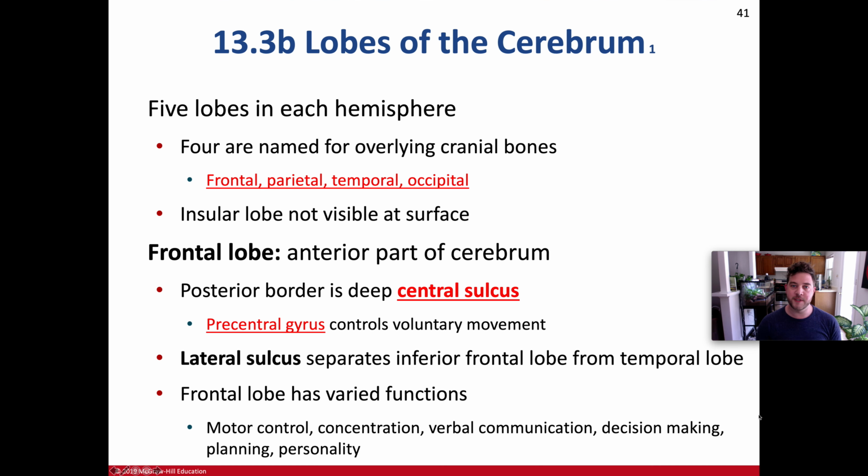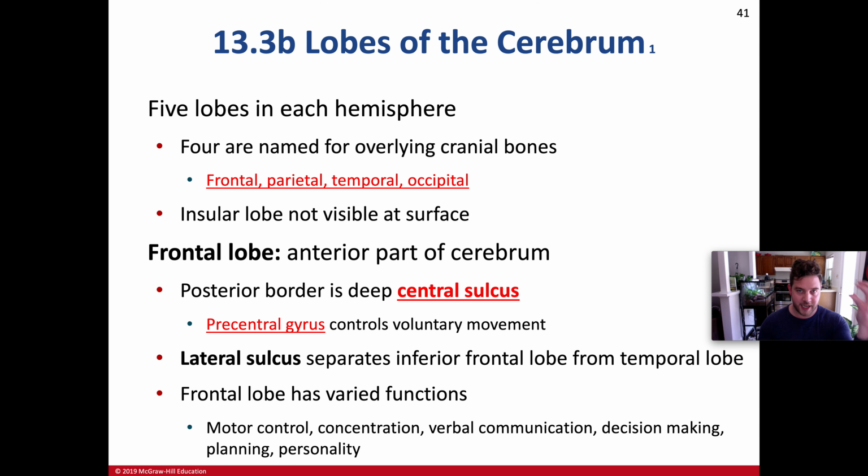There are 5 lobes in each hemisphere. The frontal, parietal, temporal, and occipital. Those are the ones that are kind of the outer ones that are named after the cranial bones. The insular lobe is not visible at the surface. That's not one that you hear very much about. Its function is not really well known, and for a while it was just kind of included in the temporal lobe. So it's something slightly newer.